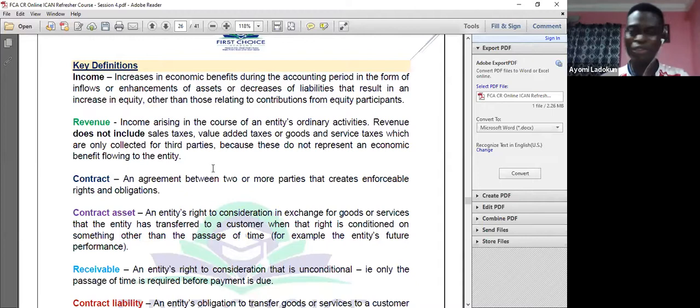Yeah, the difference between revenue and income. It's beyond what you see on your screen. It said income is an increase in economic benefit during the accounting period, and revenue is income arising in the course of ordinary business. Okay, that's okay. So I'm sure you know the difference, Abi. Let's move on since you know the difference.